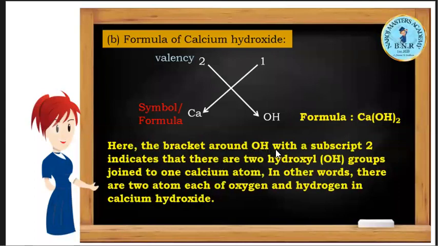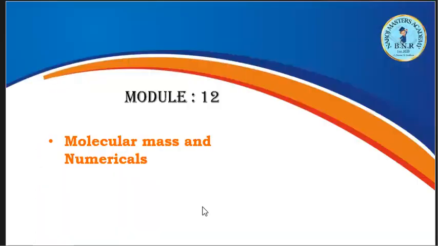Here, the bracket around OH with a subscript 2 indicates that there are two hydroxyl OH groups joined to one calcium atom. In other words, there are two atoms each of oxygen and hydrogen in calcium hydroxide. Okay. Now, if you see here, molecular masses and numericals.